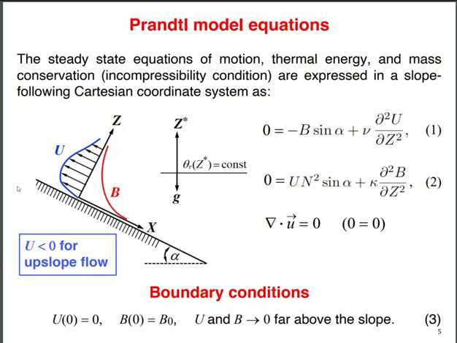Okay, and the boundary conditions are simple. No slip at the surface. We're going to specify a constant buoyancy at the slope. And then far enough above the slope, we want the velocity and the buoyancy to go to 0. Okay, so there's no ambient flow.